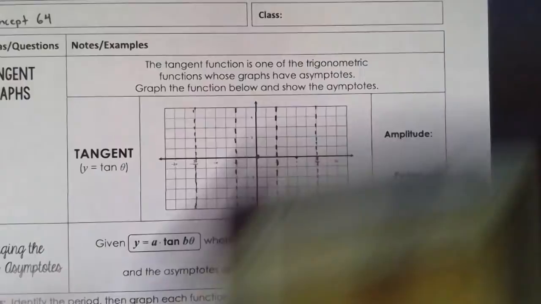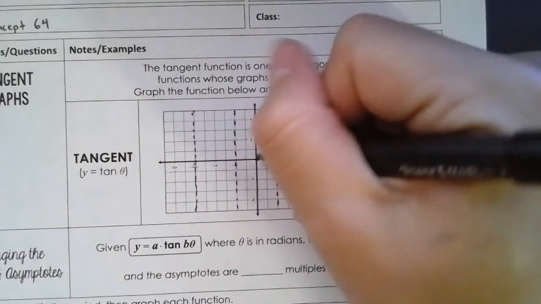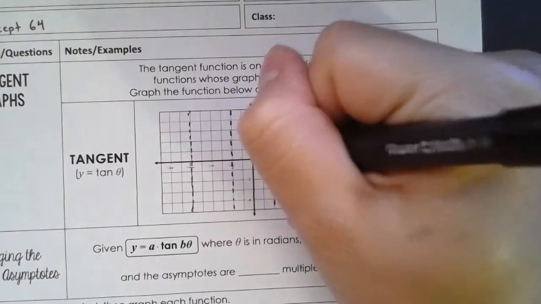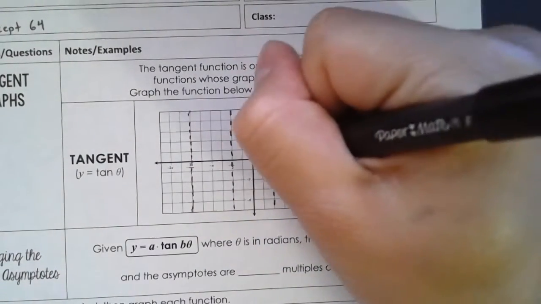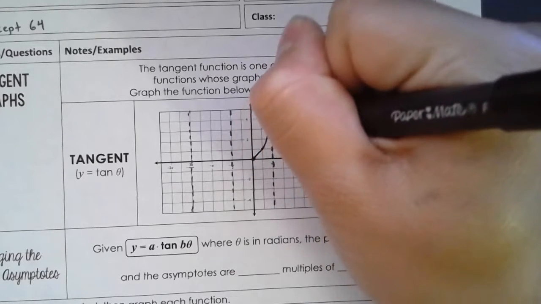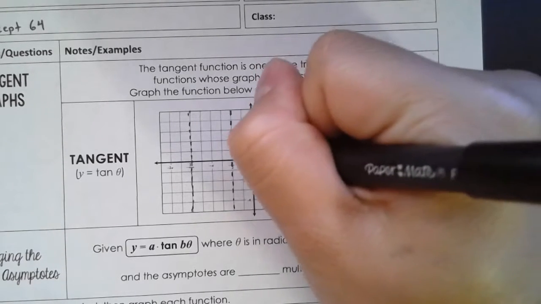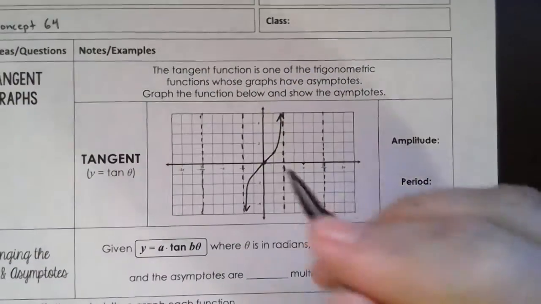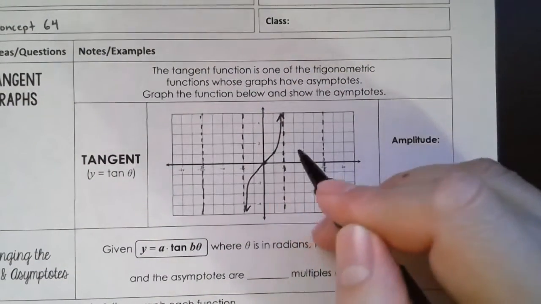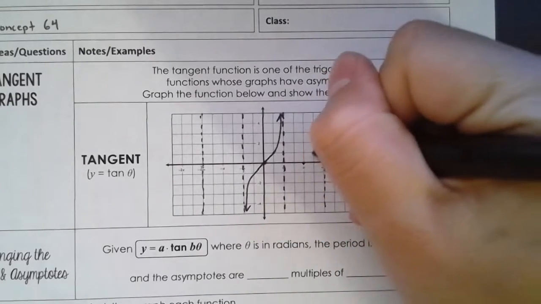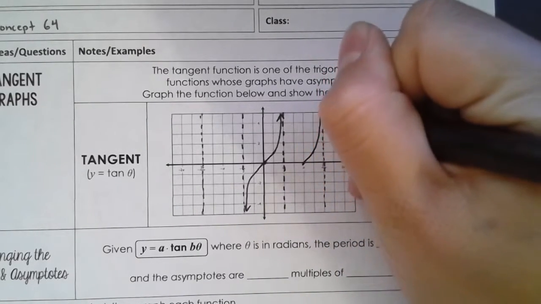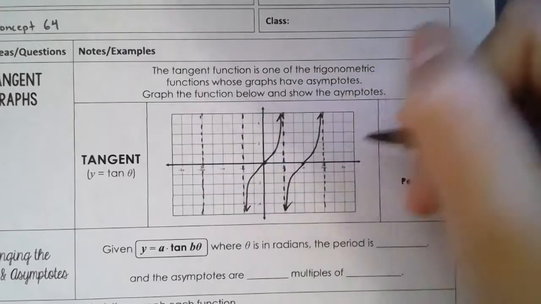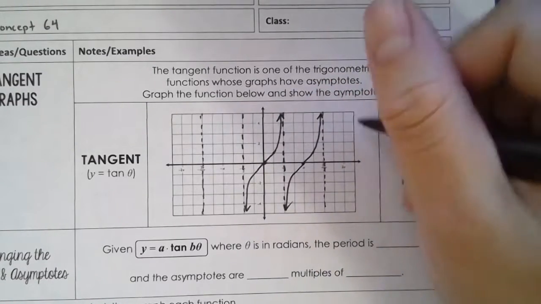Okay, so what does this curve look like? Well, we saw pi over 4 was 1, so we could plot that point there. It's going to look something like this. And this will hold true for every interval between each set of asymptotes. Okay, so this is what tangent looks like.